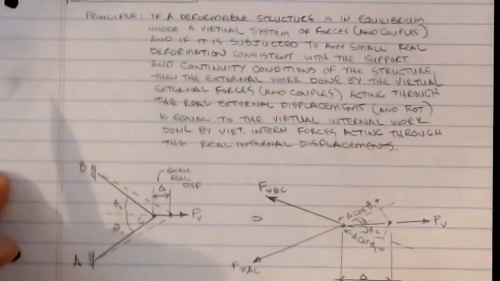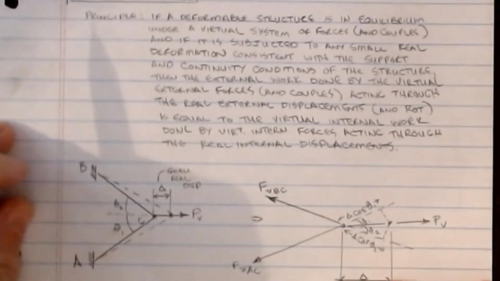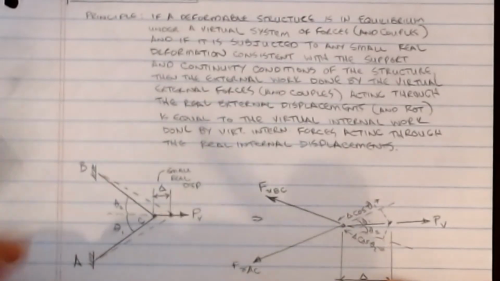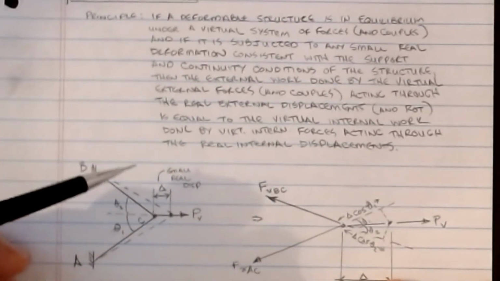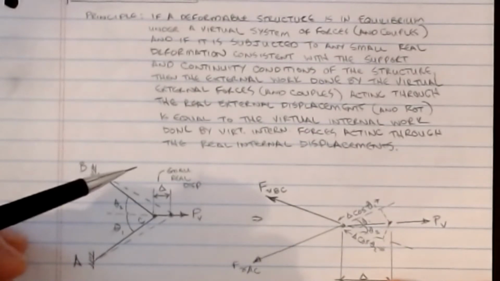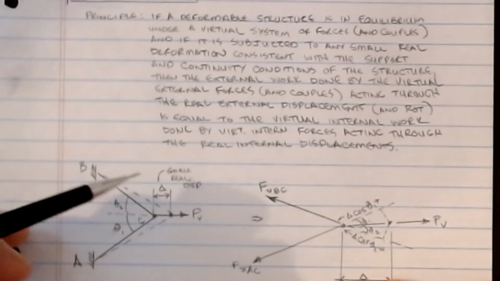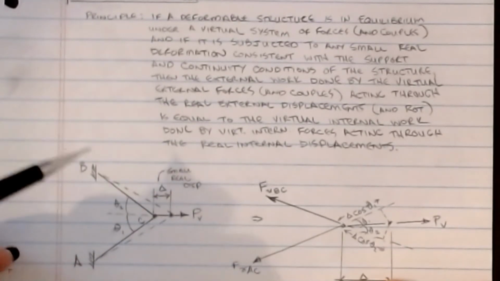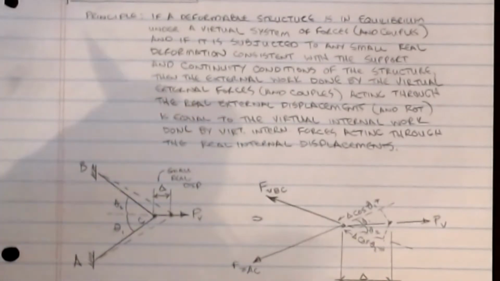For deformable bodies, it's kind of the same process, but it's a little bit more involved. So let's talk about what we're going to look at here. If a deformable structure is in equilibrium under a virtual system of forces or couples, and it is subjected to any small real deformation consistent with the support and continuity conditions of the structure, then the external work done by the virtual external forces and couples acting through the real external displacements is equal to the virtual internal work done by the virtual forces acting through the real displacements. So we're going to calibrate two different systems. I'm going to take a real system and apply a virtual displacement, that will be the same as a virtual system going through a real displacement. And it maps out this way.